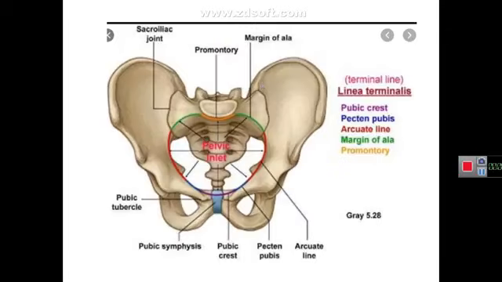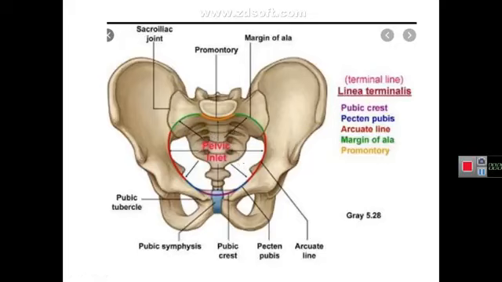So, if we want to talk specifically about the walls of the pelvis, we will say the walls of the true pelvis, the walls of the lesser pelvis, below the pelvic inlet or below the pelvic brim. The walls, as we said, of the pelvis are formed of bones, ligaments, and muscles.